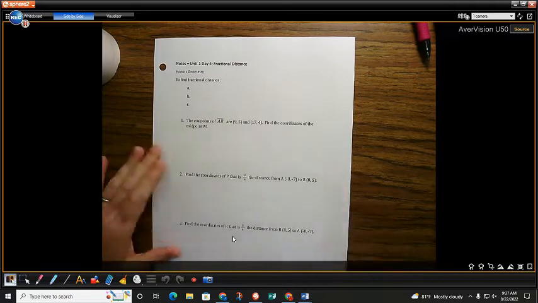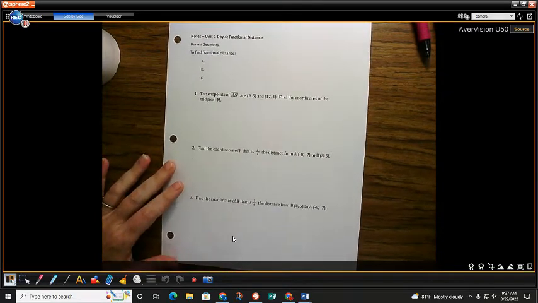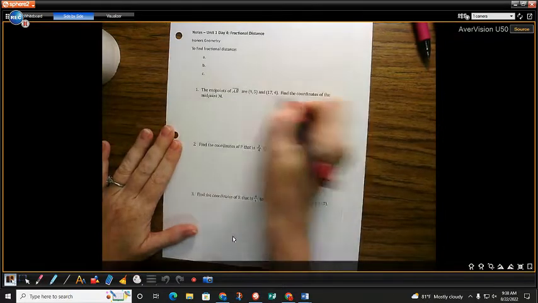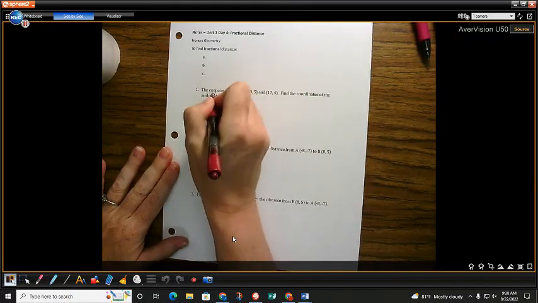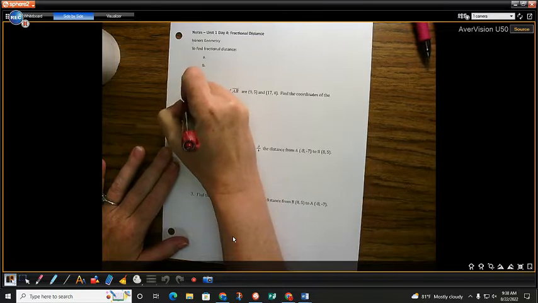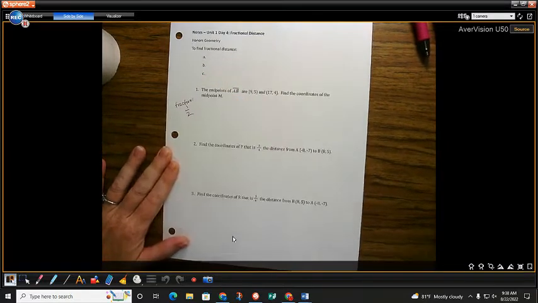All right, so we did finding midpoints last time, right? What fraction of the whole segment do you get when you find a midpoint? Yes? 1/2. Okay? So here, I'm telling you to find the coordinates of the midpoint M. So just so you know, think of that, oh, my fraction is halfway.